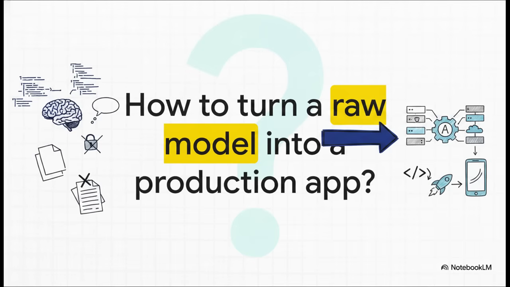A raw model is kind of like a brilliant but highly disorganized genius. It doesn't have memory, it can't access your company's private data, and it certainly can't build a reliable, secure user experience just on its own. To turn that raw model into a production-ready application, we need a complete end-to-end architecture.